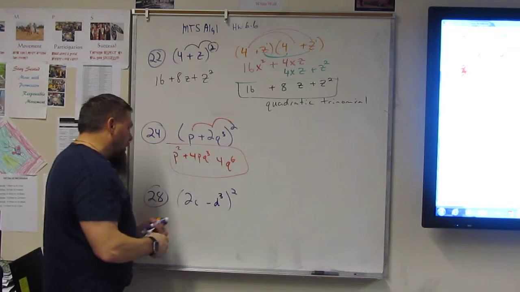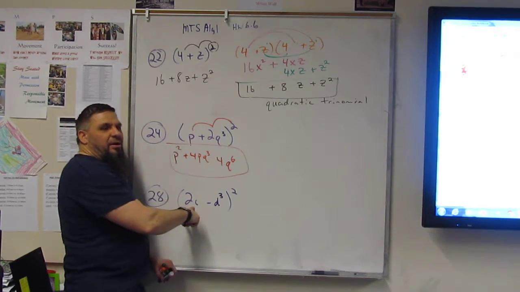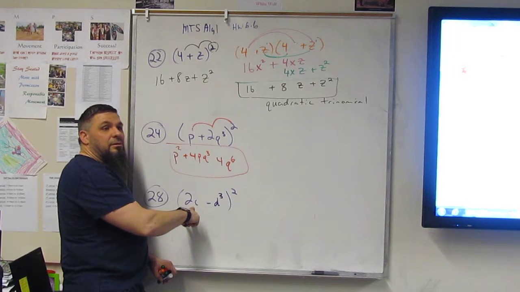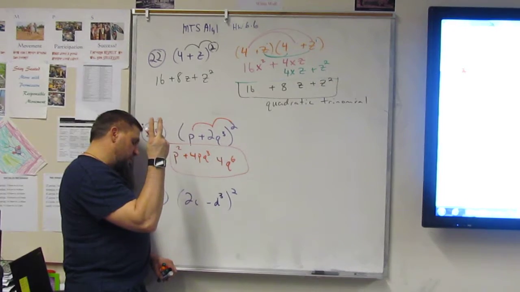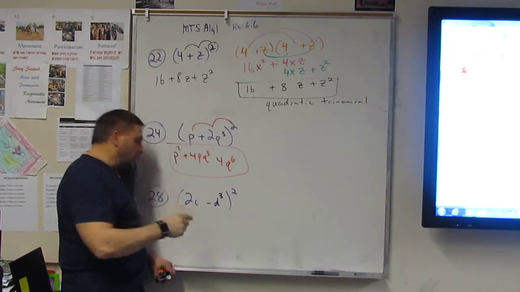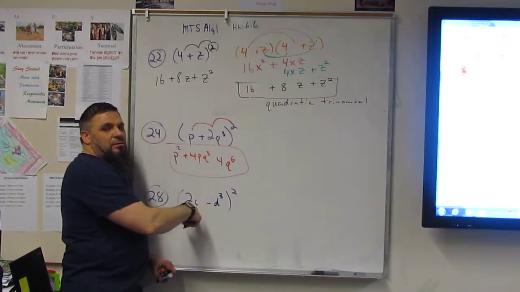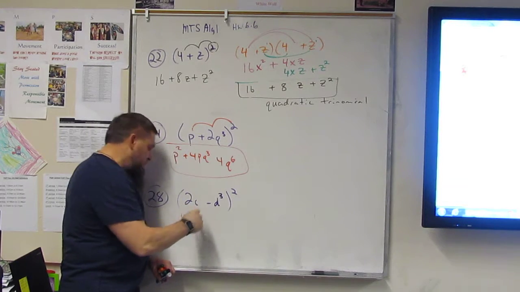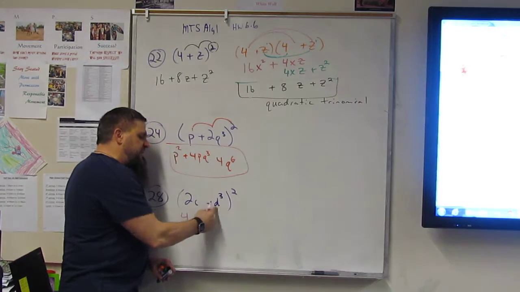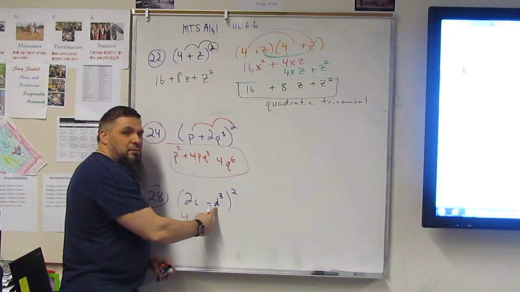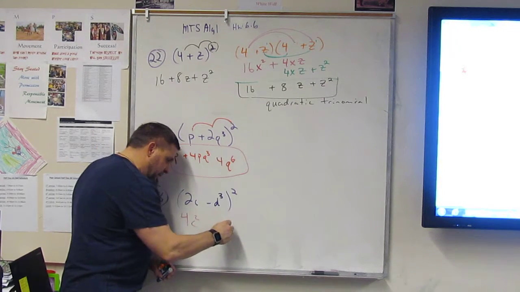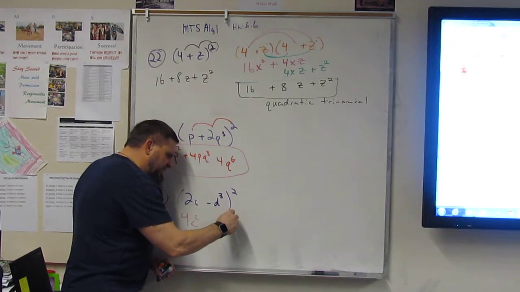Alright. What's 2c squared? What's 2 squared? This doesn't mean 2 times 2. 4. What's c squared? That's c squared. Alright, what's d cubed squared? d to the 6. Is it positive or negative, by the way?